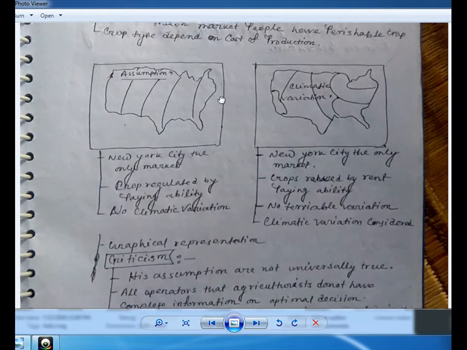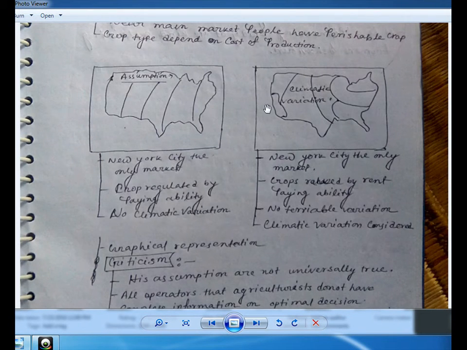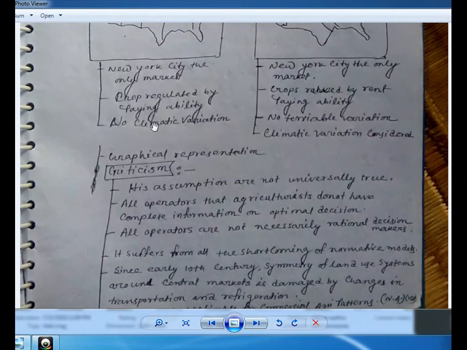Here you can see the New York City model. New York City is the only market. Crops are regulated by rent-paying ability. There is no climatic variation here, no territorial variation, whereas climatic variation is important elsewhere.